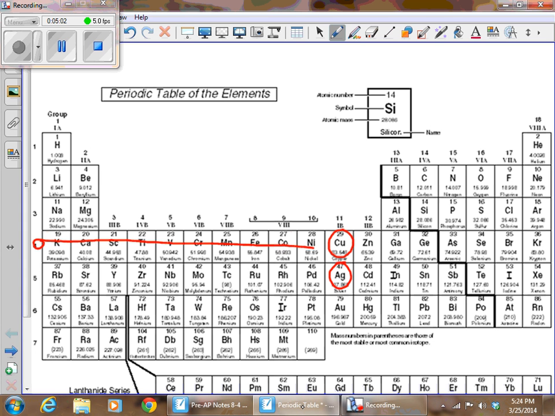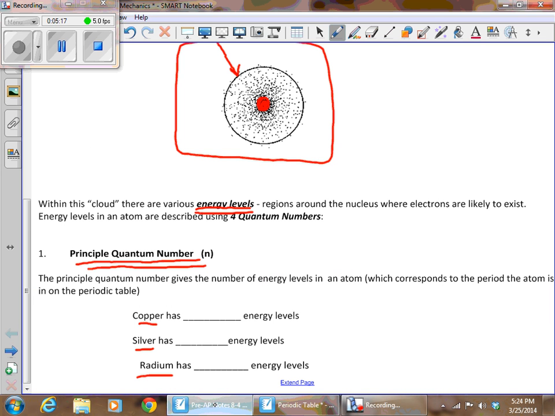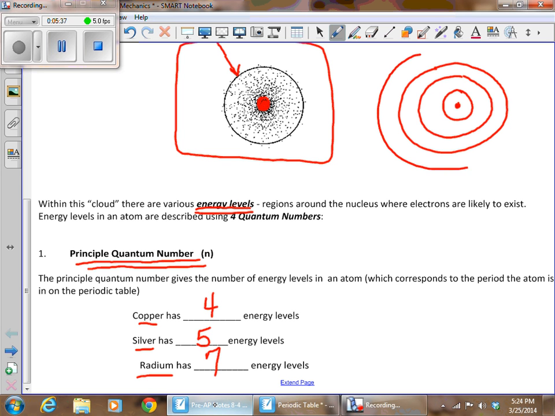Silver is in period 5, so it has 5 energy levels. And radium, down here at the bottom, is located in period 7 and therefore has 7 energy levels of electrons in that atom. So we can fill those values in: 4 for copper, 5 for silver, 7 for radium. And if we were going to draw a model of copper, we'd simply draw a nucleus. We would put 1 energy level, 2 energy levels, 3 energy levels, 4 energy levels around it.